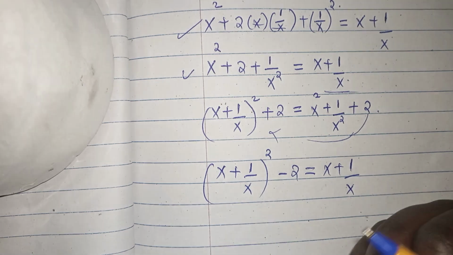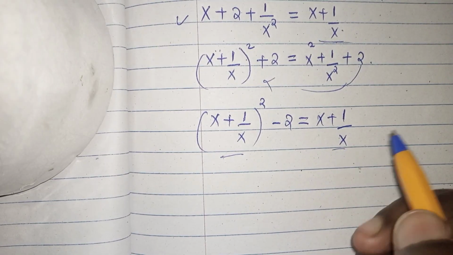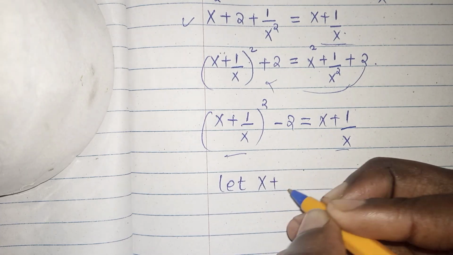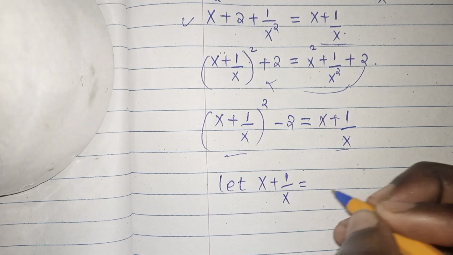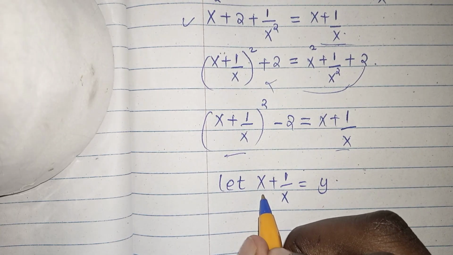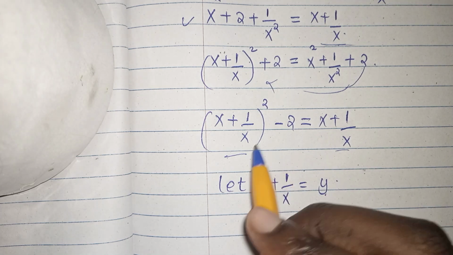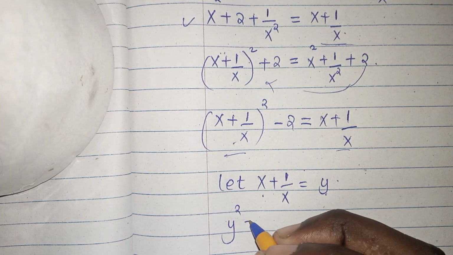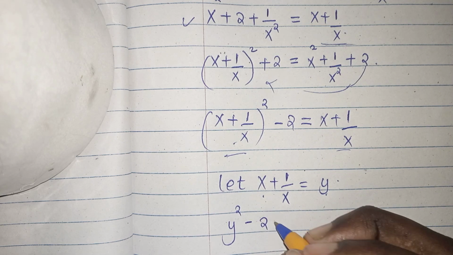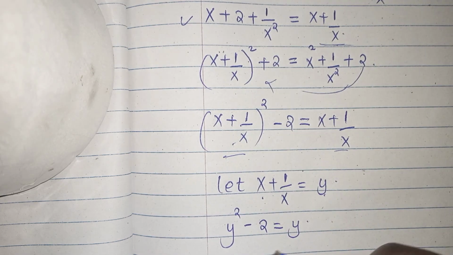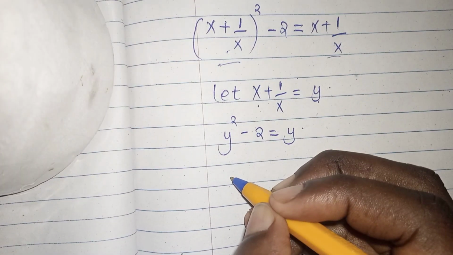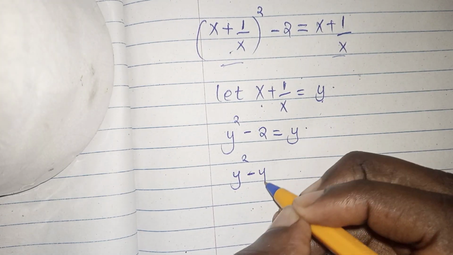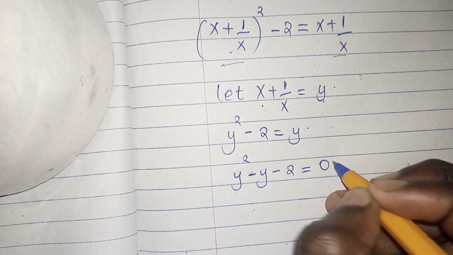So in our next step, you can see this and this is common, so we shall therefore say let x plus 1 over x is equal to y. So where there is this, we are substituting it with y. So this becomes y squared minus 2 is equal to, this is y. So let us rearrange this. So this will be y squared minus y minus 2 is equal to 0.